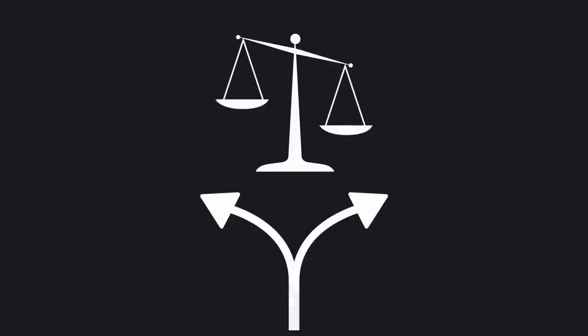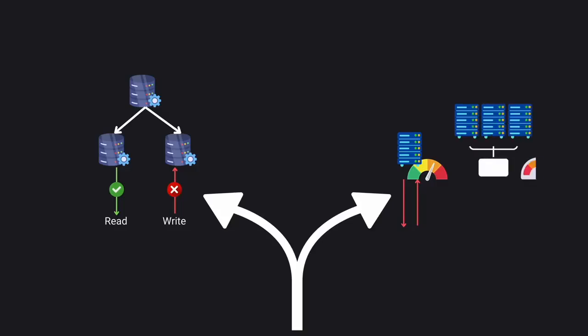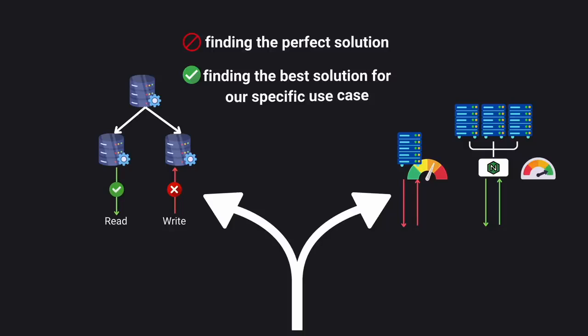So every design decision comes with trade-offs. For example, a system optimized for read operations might perform poorly on write operations. Or in order to gain performance, we might have to sacrifice a bit of complexity. So it's not about finding the perfect solution, it's about finding the best solution for our specific use case. And that means making informed decisions about where we can afford to compromise.